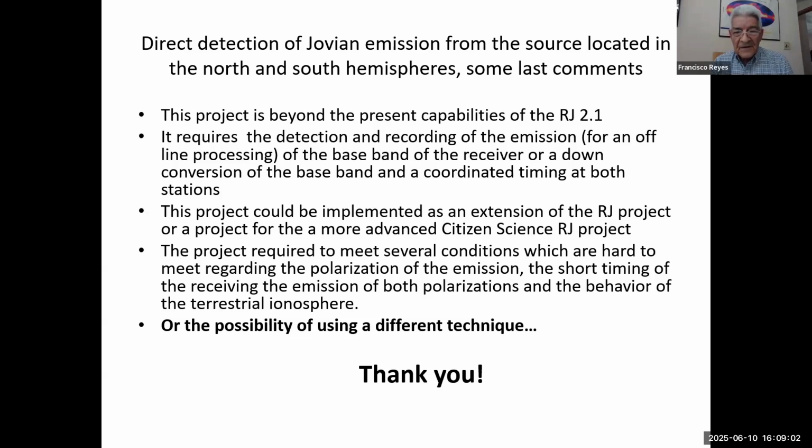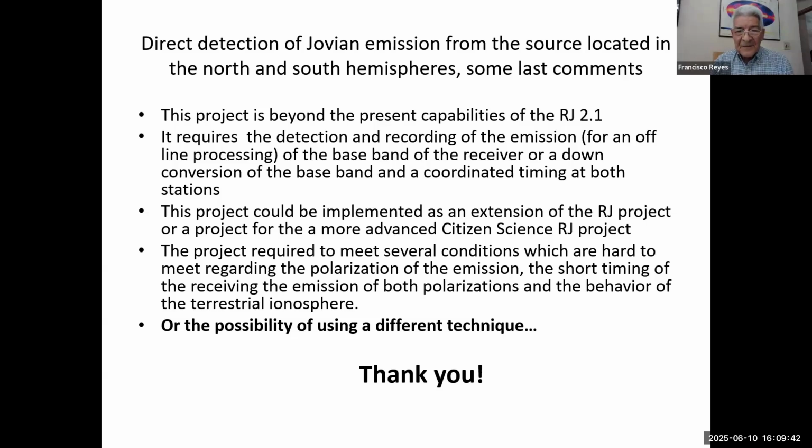One of them is regarding receiving the polarization, the right hand and left hand, in a very short period of time, and hopefully the behavior of the terrestrial ionosphere is nice so that you can do the same there. So using an interferometer is one of the possibilities, but there might be another different technique to do that kind of project.